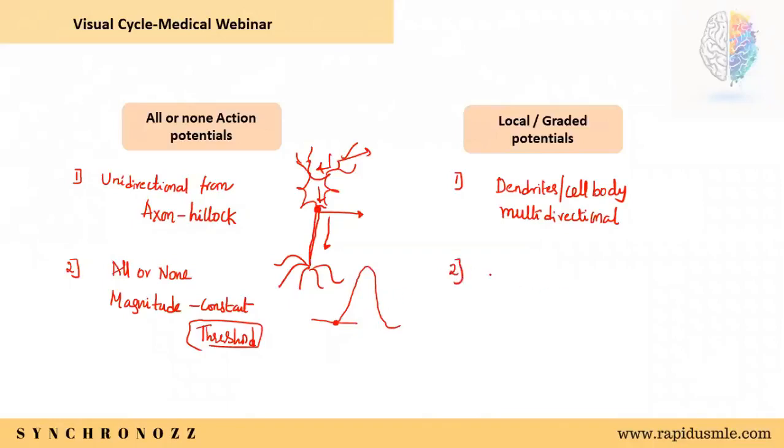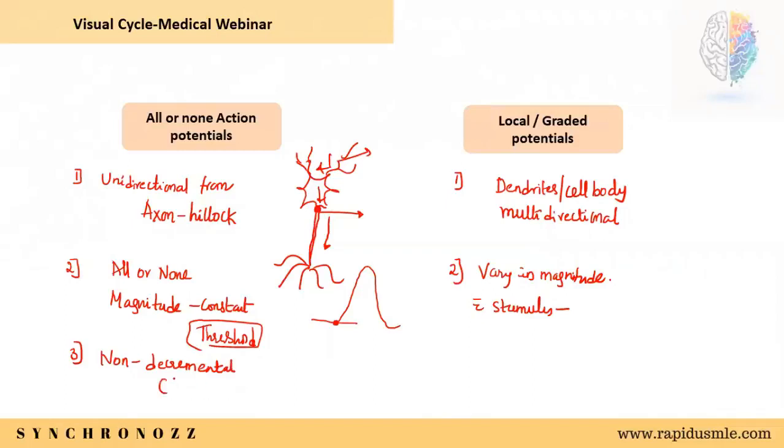Whereas local or graded potential, what happens? The potential varies in magnitude. That means the magnitude is not constant here. And also, when you increase the strength of the stimulus, the final magnitude varies. So this is the second difference between both of them. Number three, all or none potentials are non-decremental.